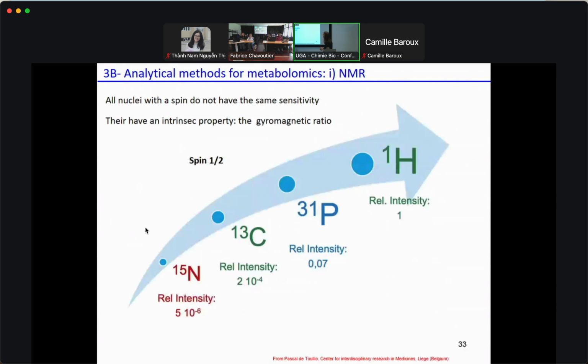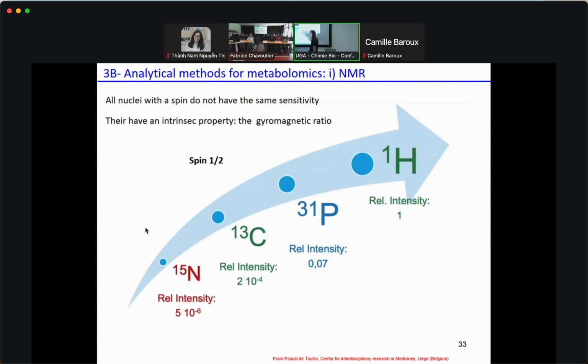But also, all nuclei do not have the same sensitivity. This is an intrinsic property. This is quantum mechanics, so we must admit that. The most used, with the highest sensitivity, is hydrogen. Hydrogen is everywhere. In all molecules there is hydrogen, so this is the most studied nucleus. For metabolomics, this is the most studied: 99% of metabolomics studies use proton NMR. So they study the H which are in the molecules.